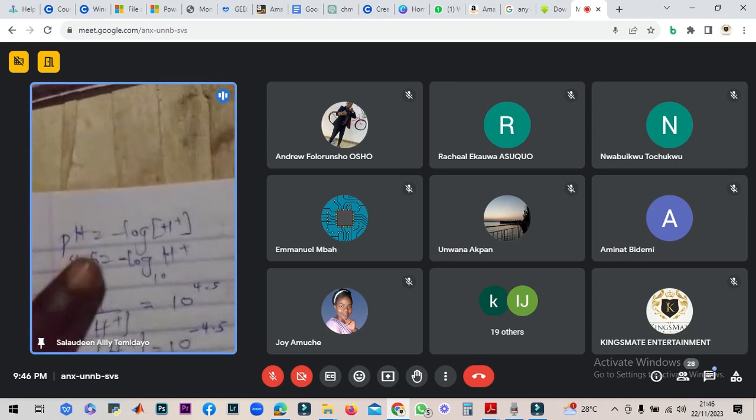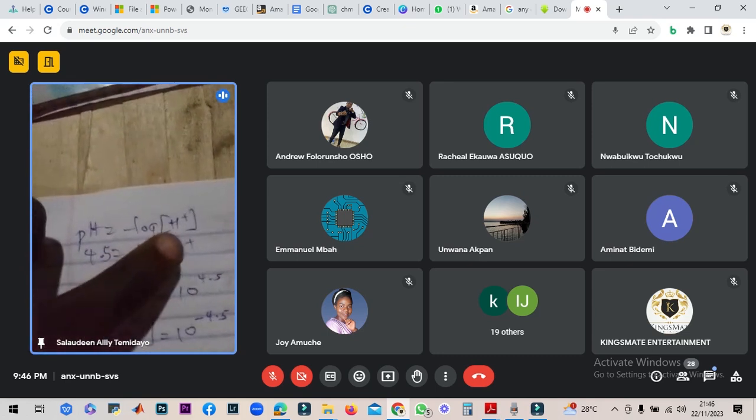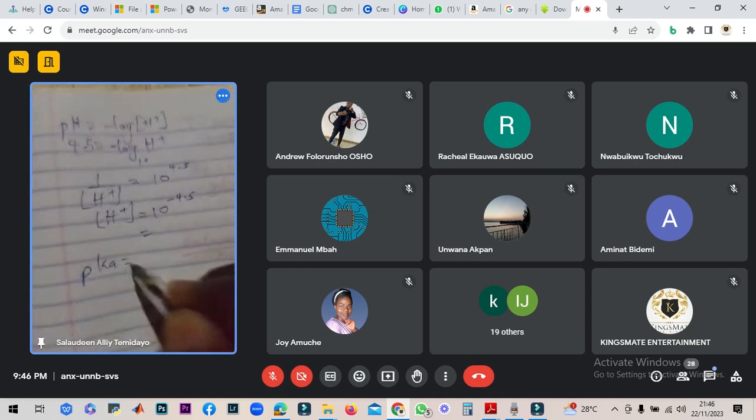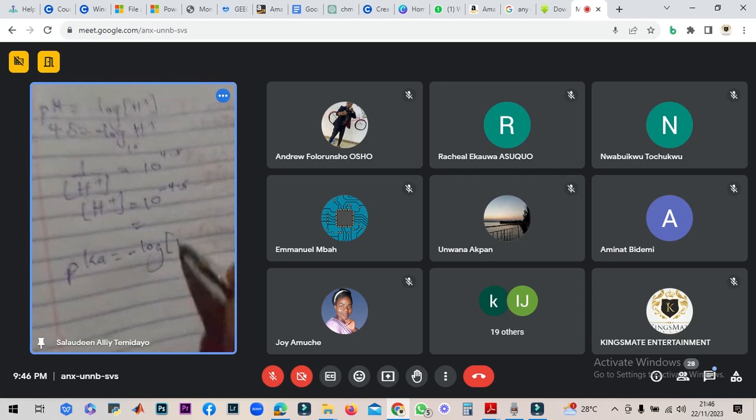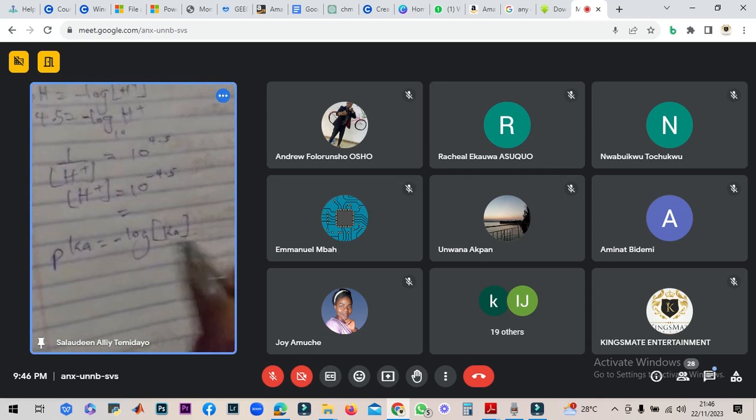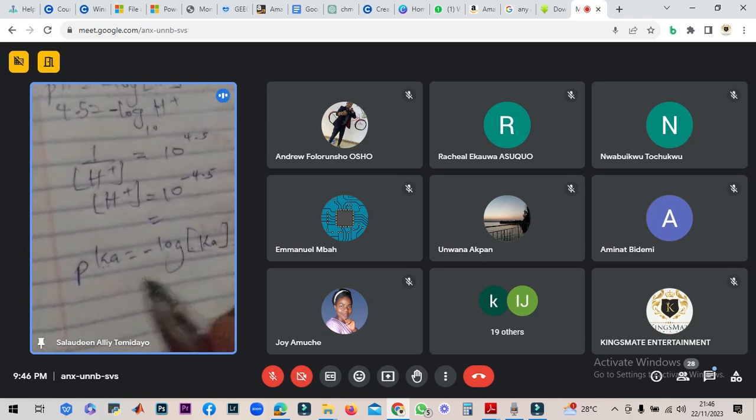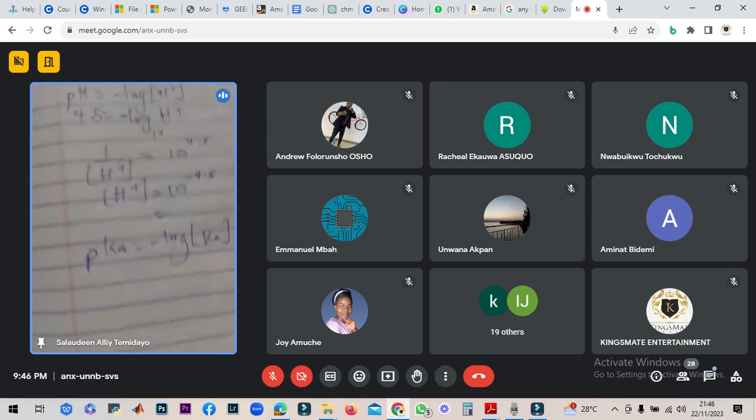This is the formula you are using. pH equals minus log hydrogen ion concentration. So it means pKa equals minus log Ka. This is what we mean here. You are given the pKa. So pKa equals minus log Ka. So to get Ka now, you are going to use the law of logarithm.